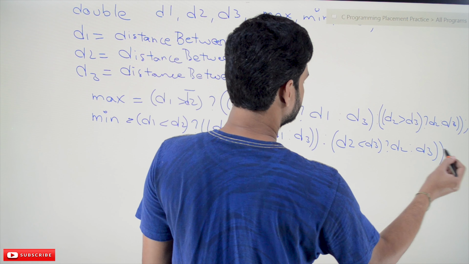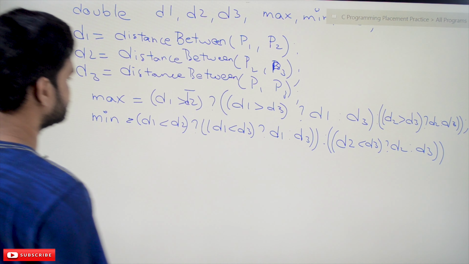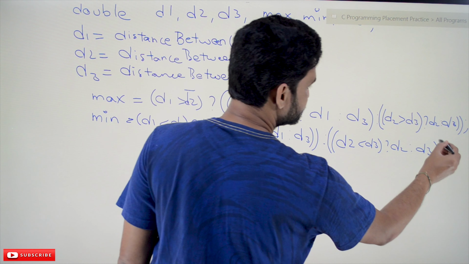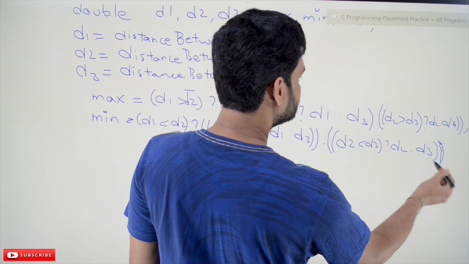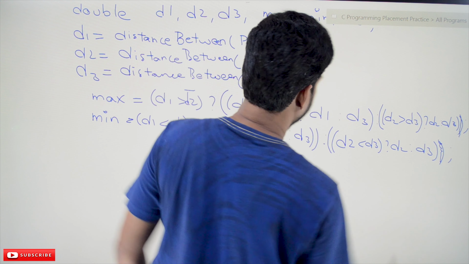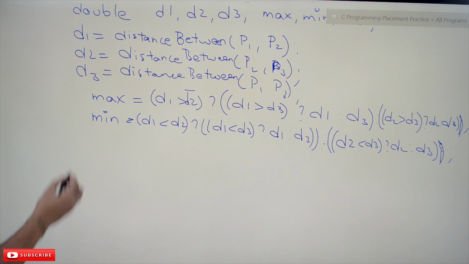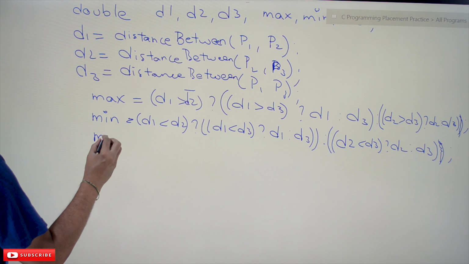Are we doing okay? So that's it. This is the logic for finding the minimum and mid value.